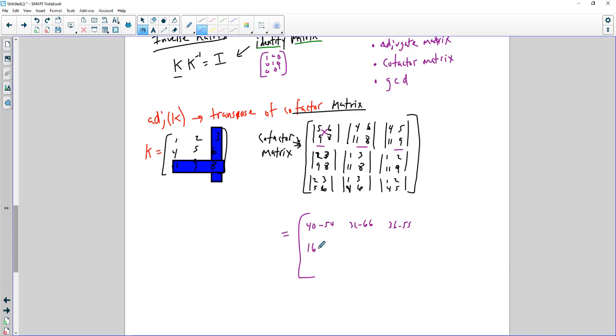It's going to be 16 minus 27. I'm going to get 8 minus 33. I got 9 minus 22. I got 12 minus 15. I got 6 minus 12.